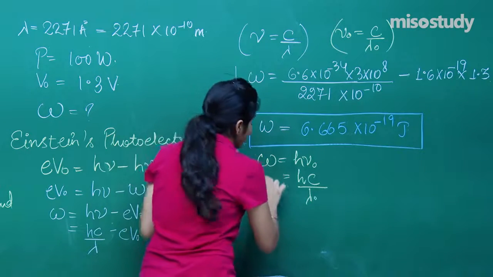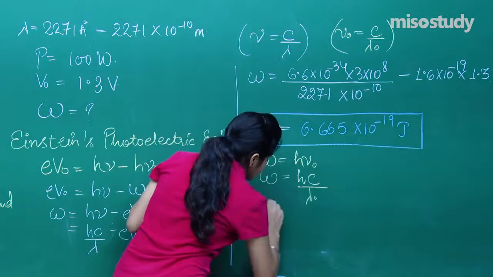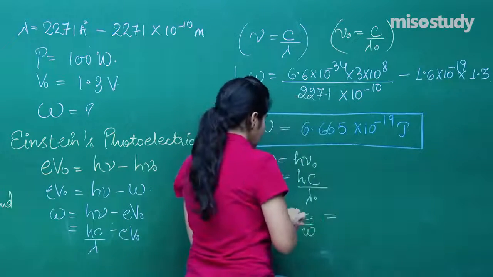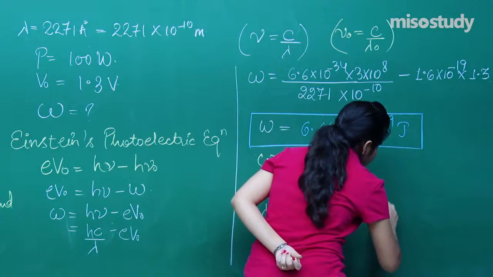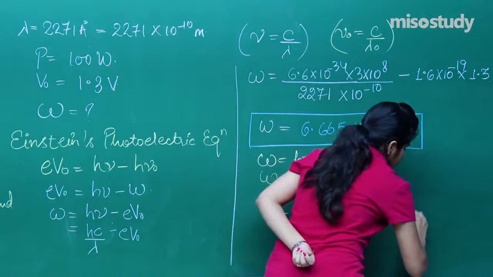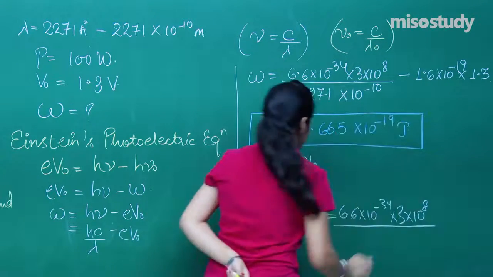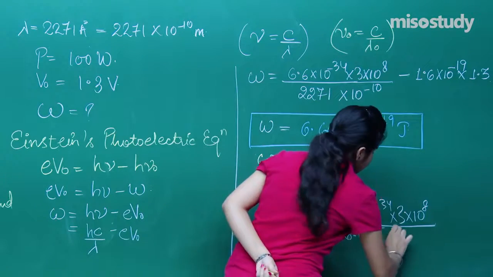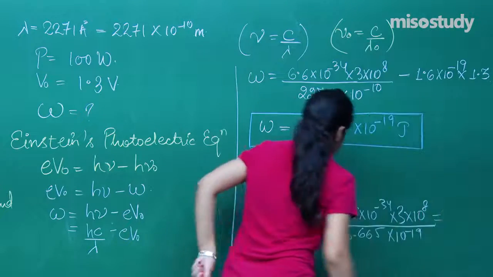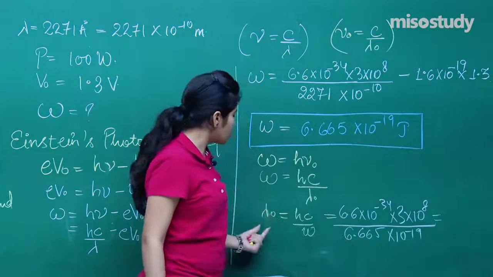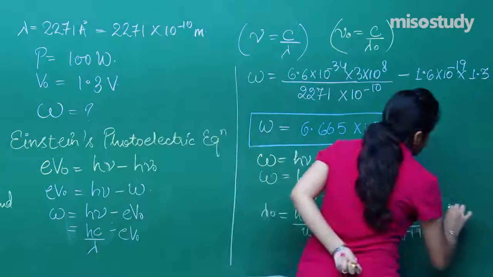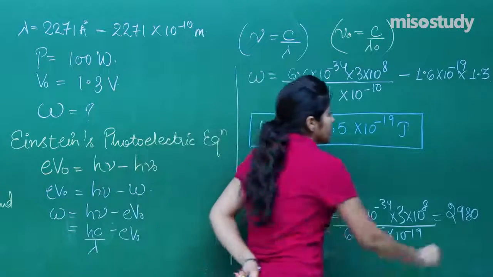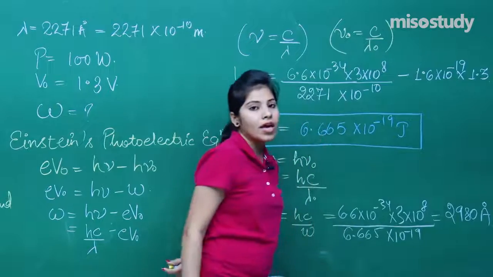So put this value c upon lambda naught. From here we have to find the value of lambda naught. So lambda naught will be equal to hc upon w. Put the values over here. h is Planck's constant, divided by the value of w, that means 6.665 into 10 raised to the power minus 19. Again use your calculator to find the answer. When you solve it, you will have the wavelength as 2980. This is the value that we have got in angstrom.